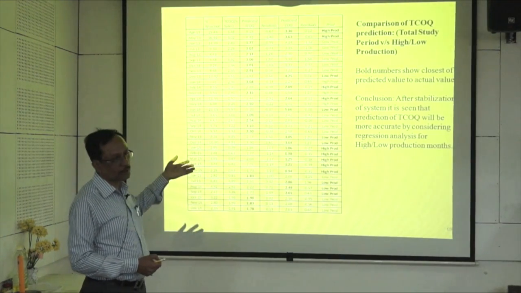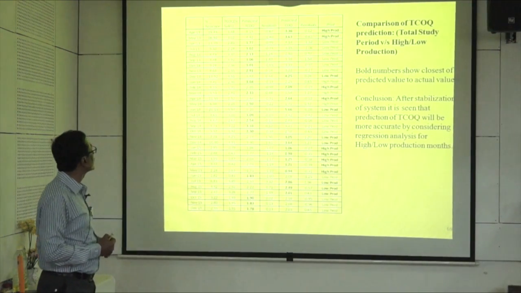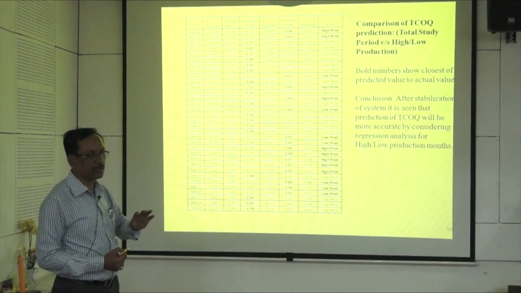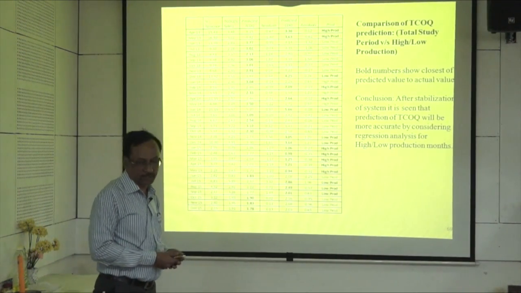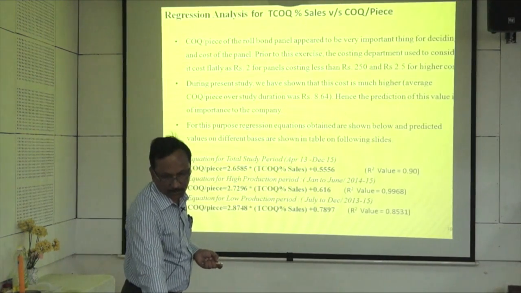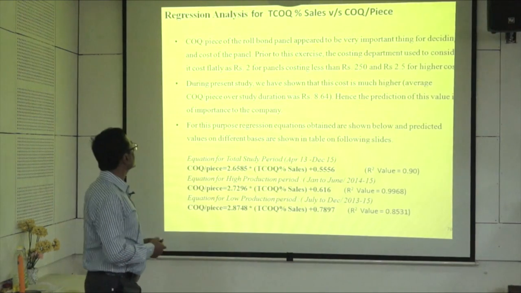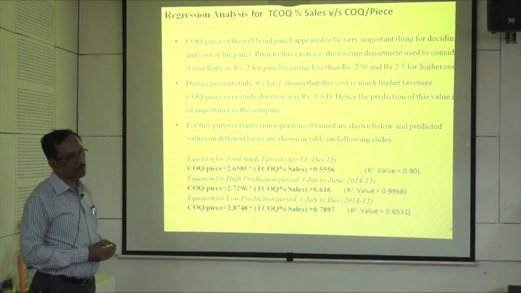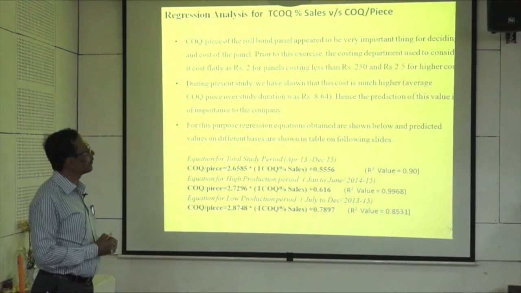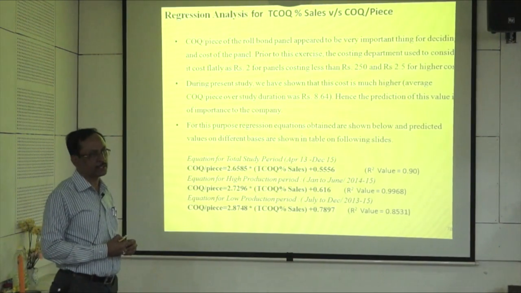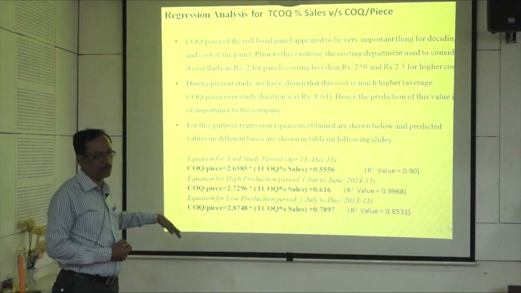That was the conclusion. So this was the trend analysis for getting the values of total cost of quality if I am having the rejection value. Similar trend analysis I have done for another one, that is to predict the cost of quality per piece if I am having a percentage total cost of quality percentage sales values. So this also I have done.